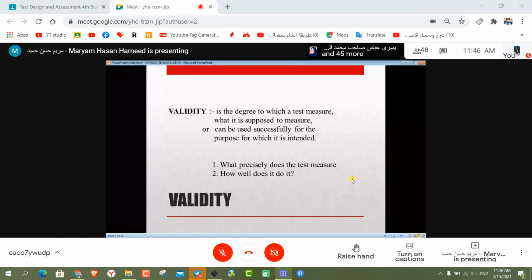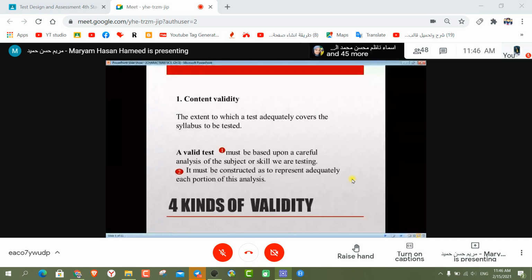And we said that with validity we have 4 kinds. The first one, which is content validity. Content validity is concerned with what is being tested. It means related to your materials, okay? The three others, empirical, concept and face validity, deal with the extent to which the measurement is satisfactory. Okay, so content validity is related to your material.